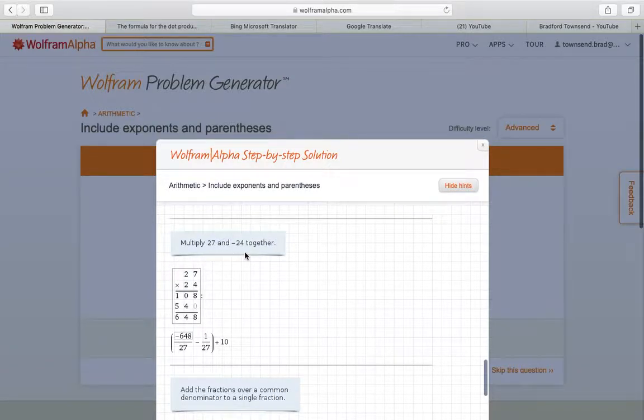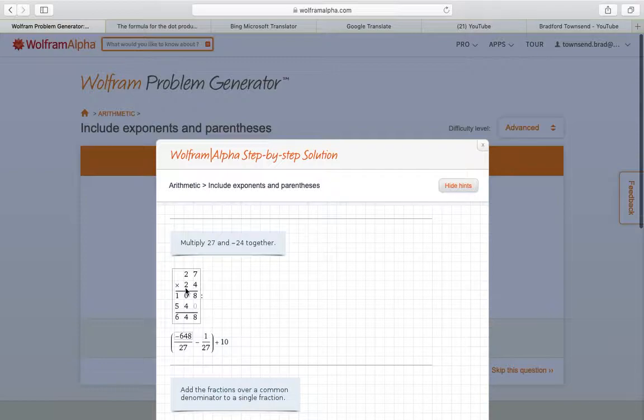Multiply 27 and negative 24 together, so you're going to get a big number here. And it shows doing the multiplication, like if you take 4 times 27. Okay, I know that from a multiplication table is 28. I'll carry a 2 there and have an 8. Then I'll times that. I got 8, but then I've got a 2 up there, so that makes it 10. That's where this 10 comes from.